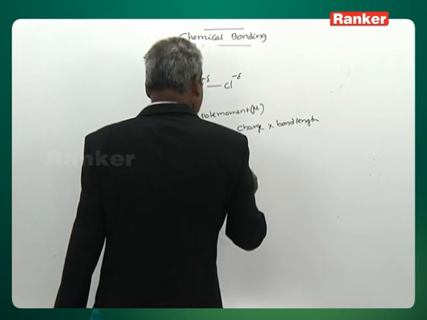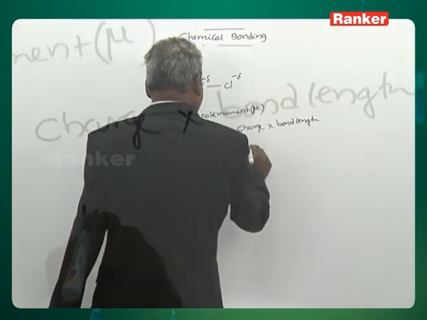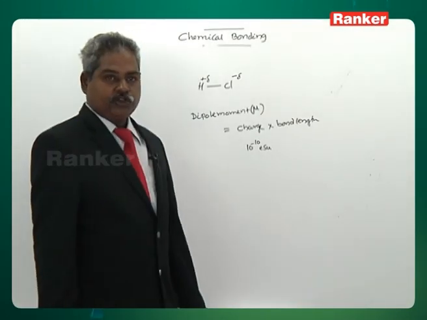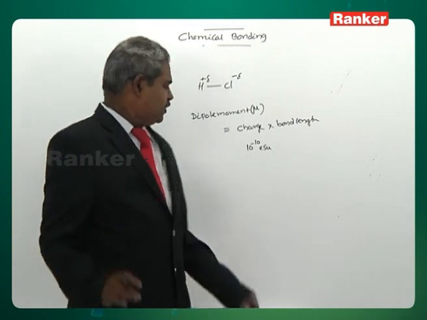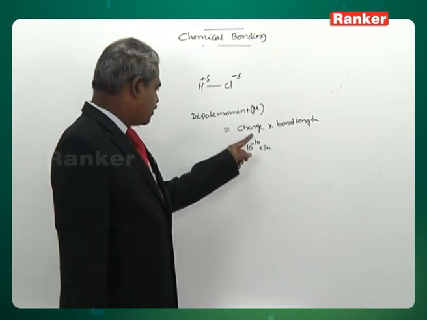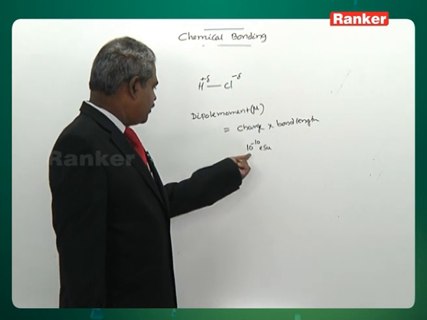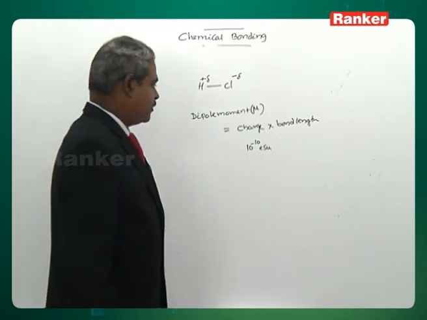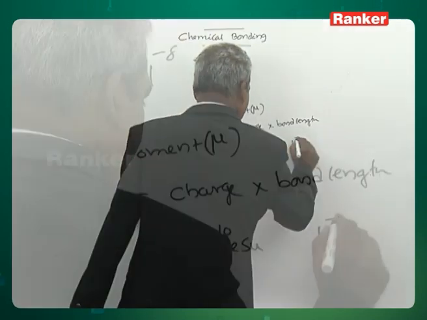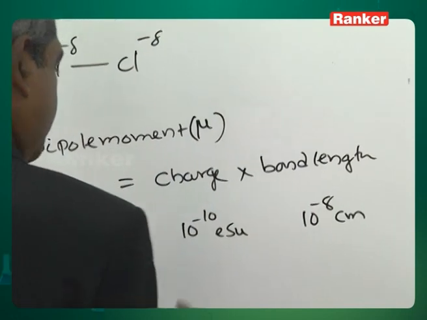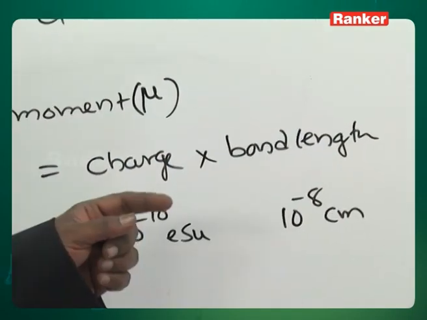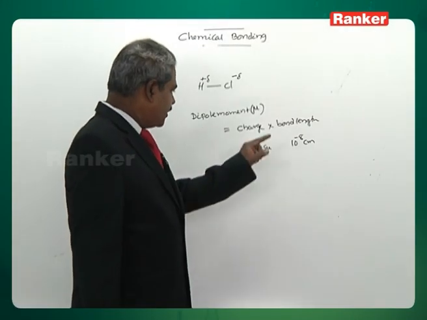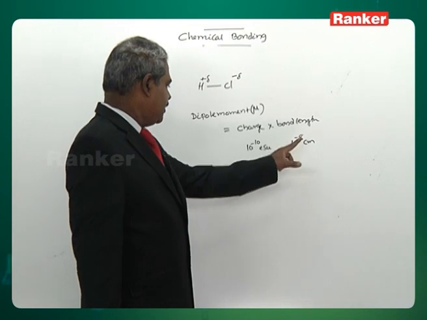Charge is of the order of 10 power minus 10 electrostatic units. Say it is 4.8 into 10 power minus 10 electrostatic units. And bond lengths are usually measured in angstrom. They are of the order 10 power minus 8 centimeters. It can be 1 angstrom, 2 angstrom, 1.4 angstrom, depending on the bond length. But angstrom means 10 power minus 8 centimeters.